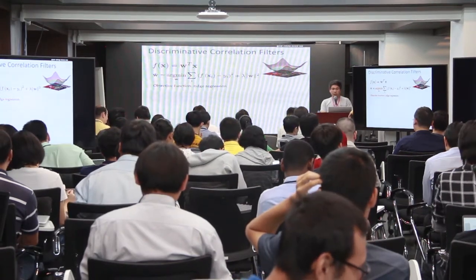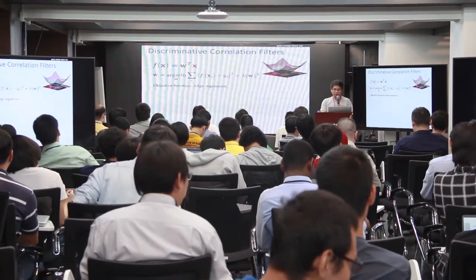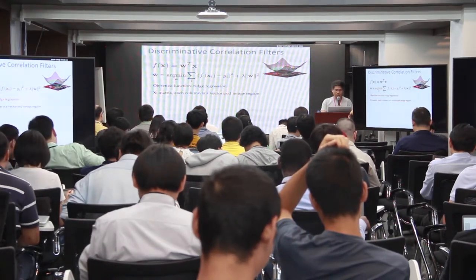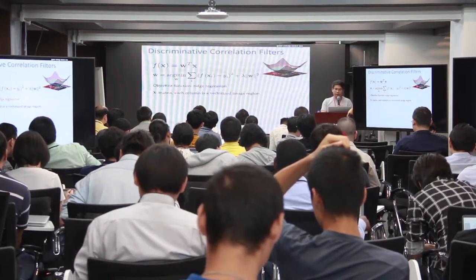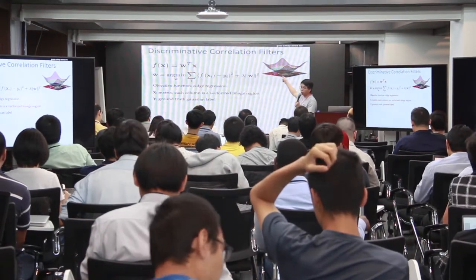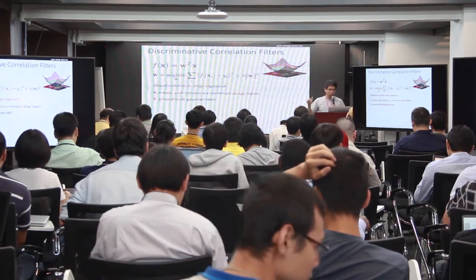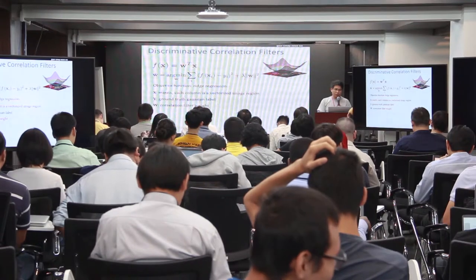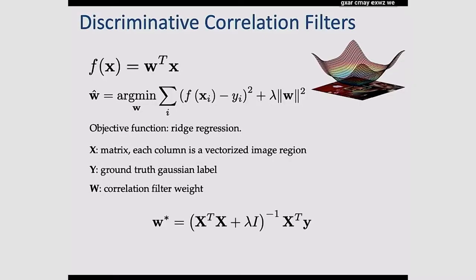So the nice thing about this formulation is it's a convex quadratic problem, and it has a closed form solution. So X is the matrix where each column is a vectorized image region, basically. And Y is the ground truth Gaussian label. So we want the surface to look like a Gaussian, so that when we minimize it, we get to the local minimum, and then it should be the location of our target. And w is called the correlation filter weight. Essentially, the best vector w, if you minimize this function, can be found using this closed form solution. And this is a very nice property, all right?